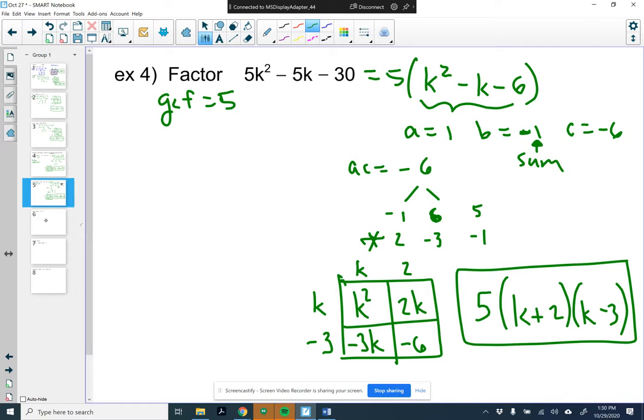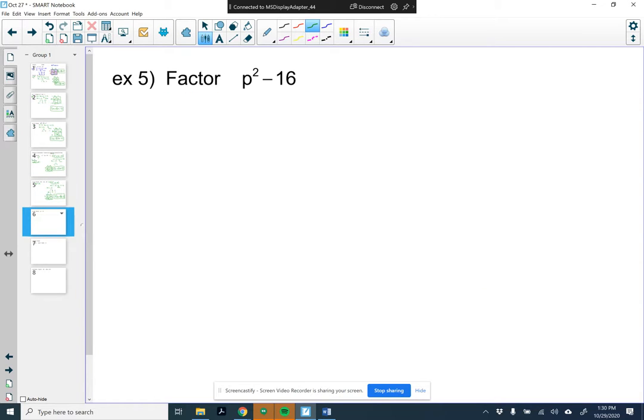Okay, next example, p squared minus 16. Factor it. It is a quadratic, but it only has two terms. It's a binomial rather than a trinomial, but we can look at it as having a middle term of 0p. So we look at it this way. We have a equals 1, b equals 0, c equals -16. This is a technique we need to understand, that b is 0 in this case.